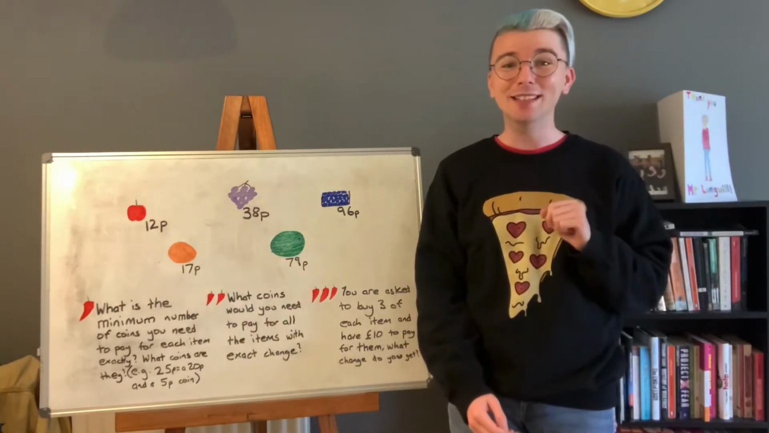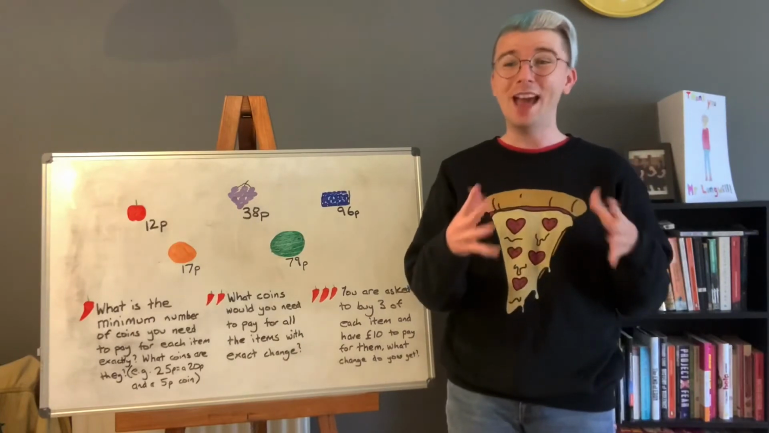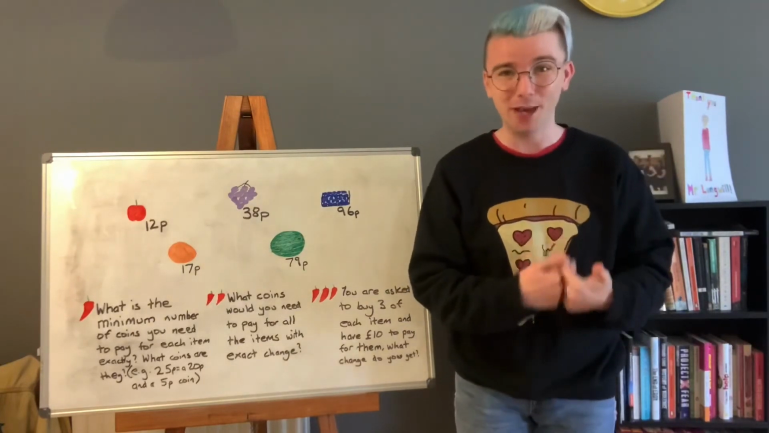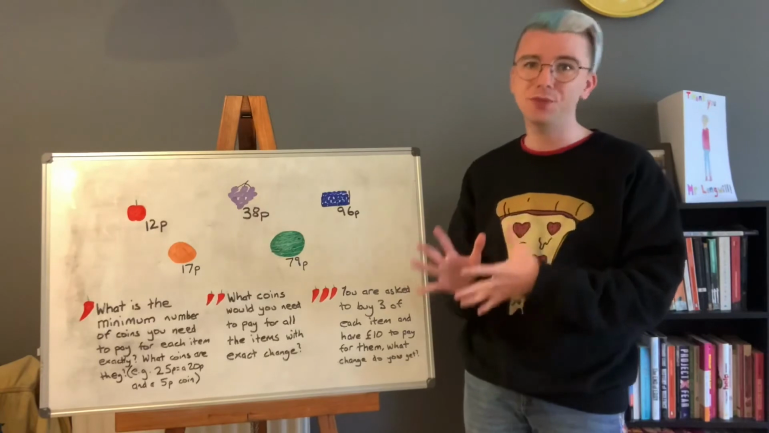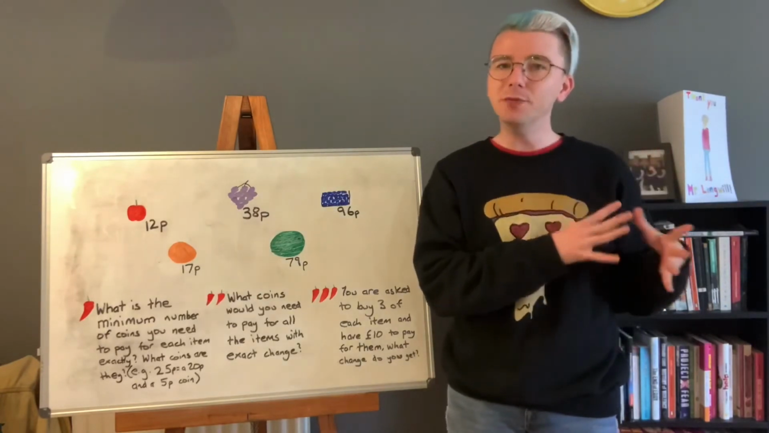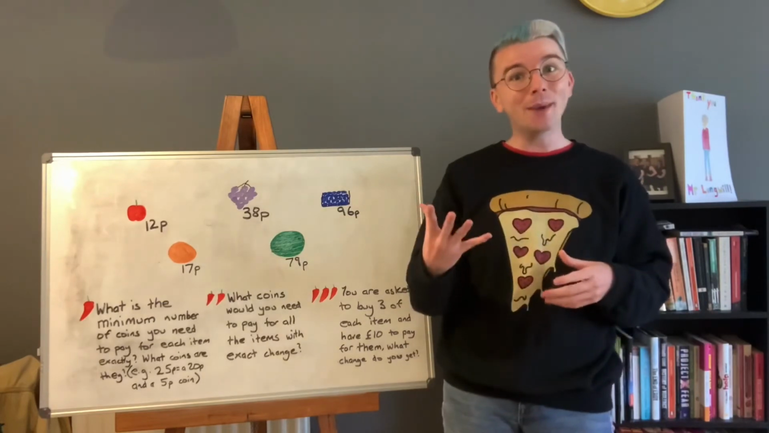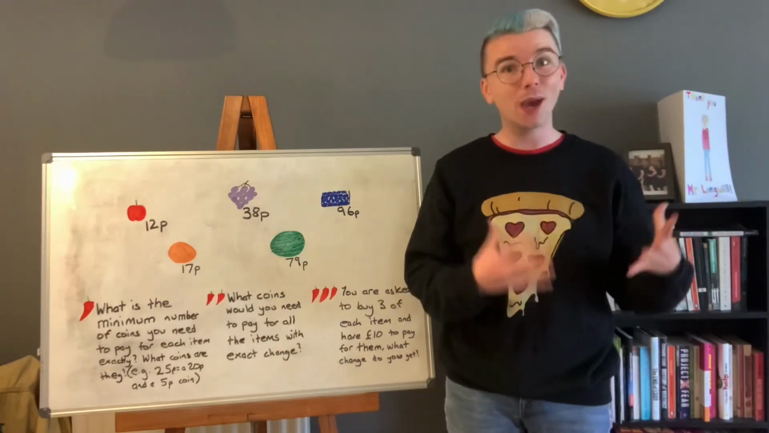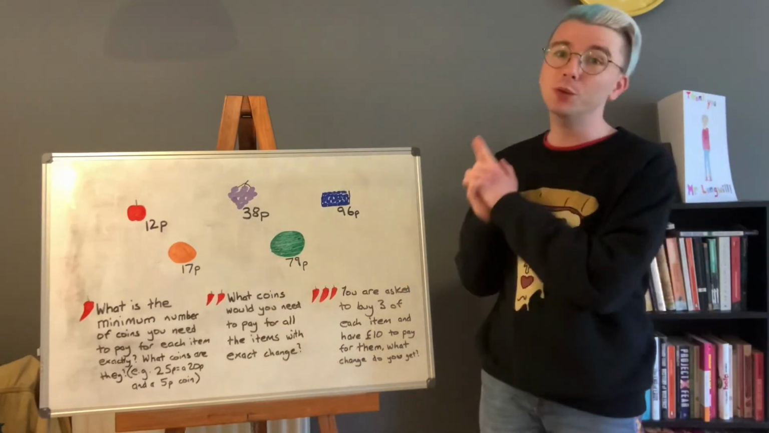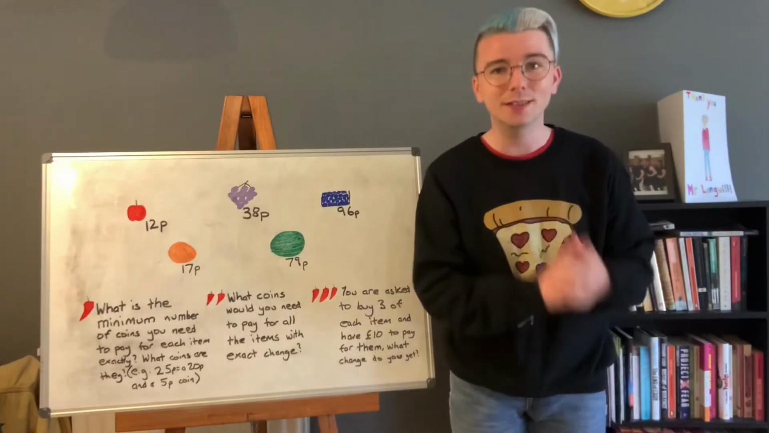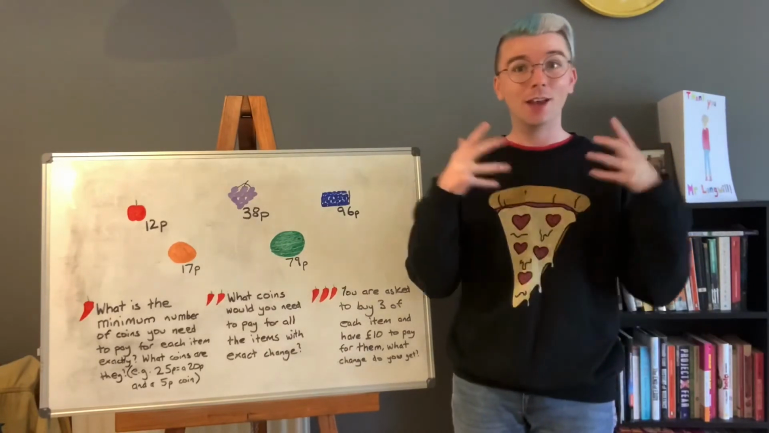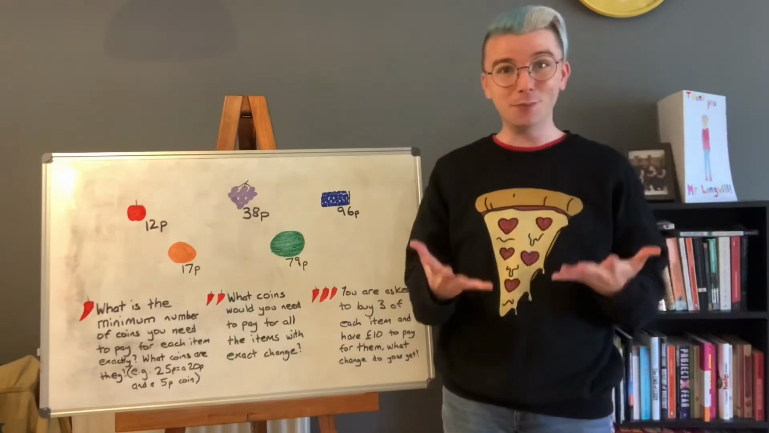What we need to do next is we need to take that total and take it away from £10. Remember, we have £10 to pay for these items, and we are trying to figure out the change that we would be given. So, £10 take away £7.26 gives you a total of £2.74. Now, that's only the second part of the problem.